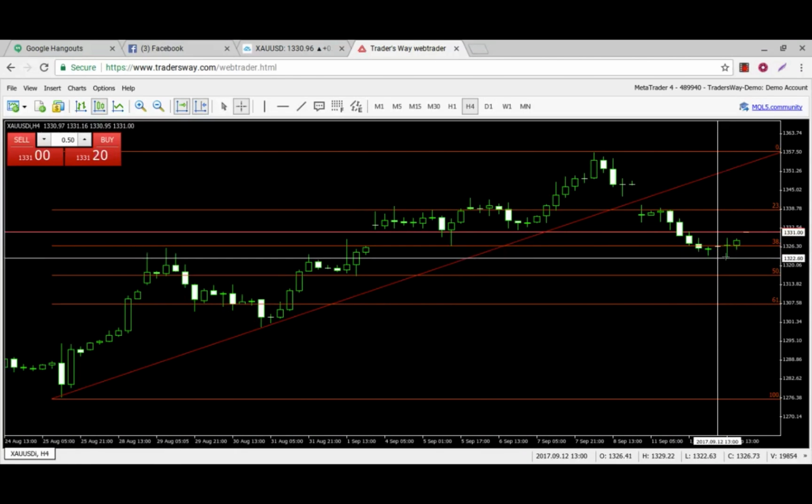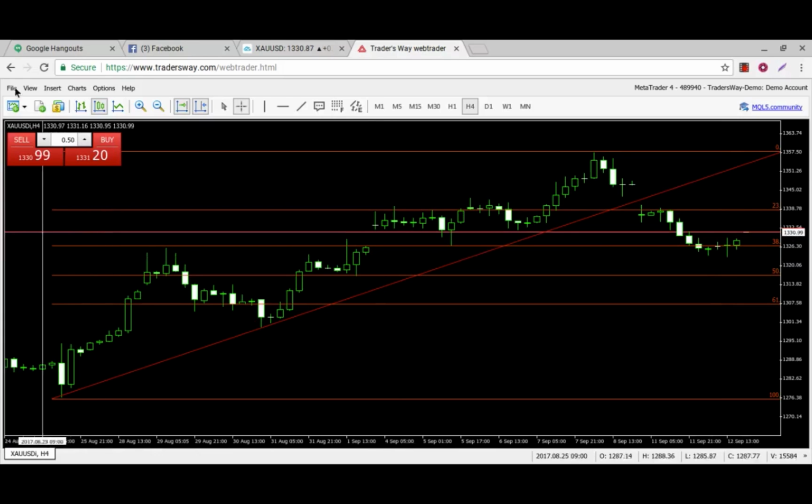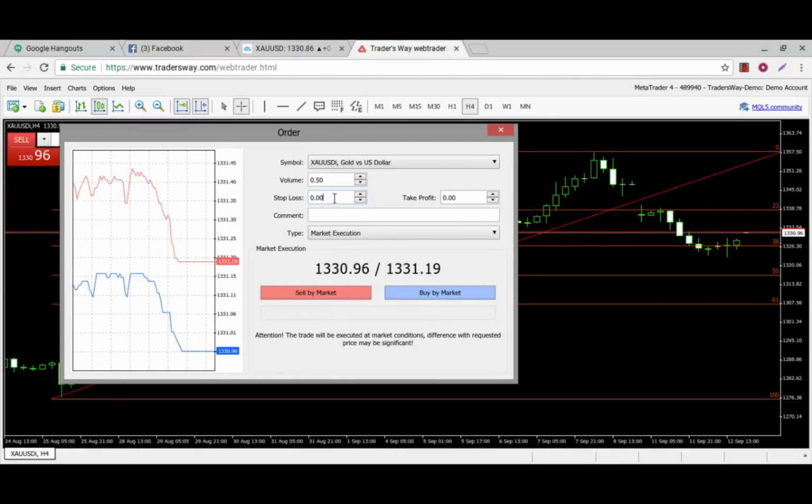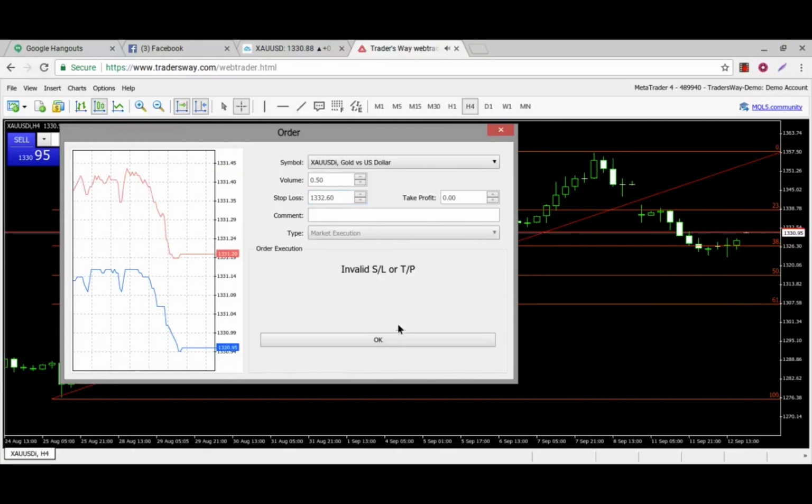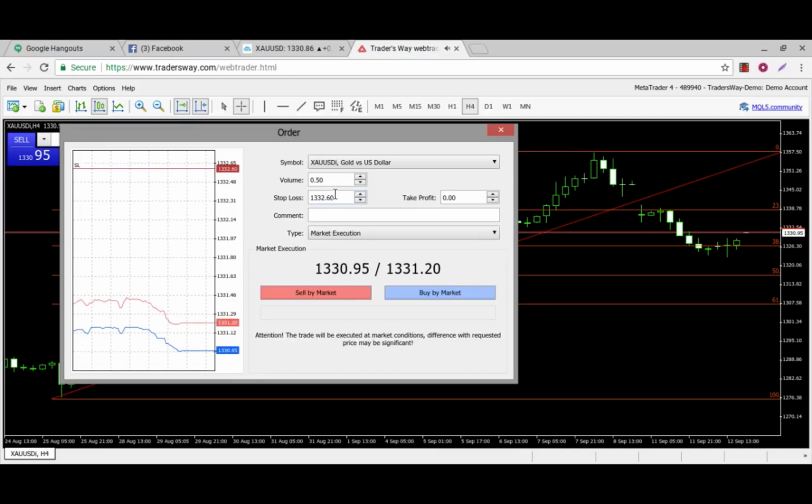So 1322.60 is where I'm going to put this. So 1332.60. Now I'm going to go ahead and buy it. Invalid SL. Oh, I see what I did.